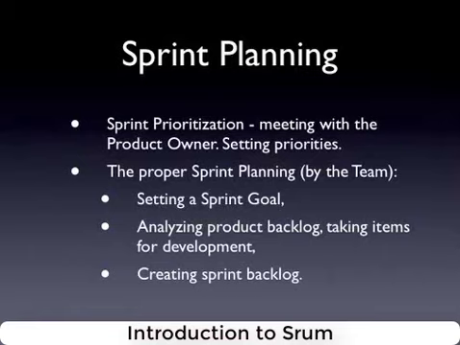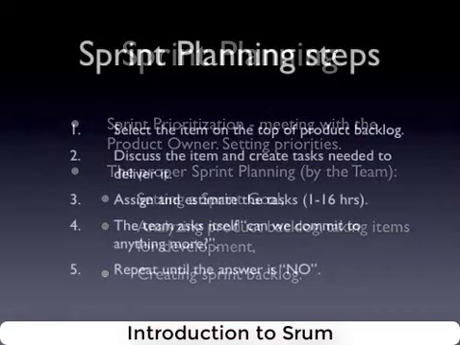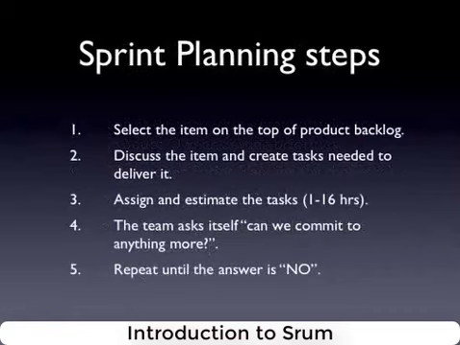And there are some other features that are probably unrelated, but this is, in our opinion, the most important goal. And then the team analyzes the backlog and takes the items into the sprint, creating the sprint backlog. And it's achieved with those simple steps, which are: select the item on top of the product backlog, thus honoring the prioritization done by the product owner. Then the team discusses the item in detail.